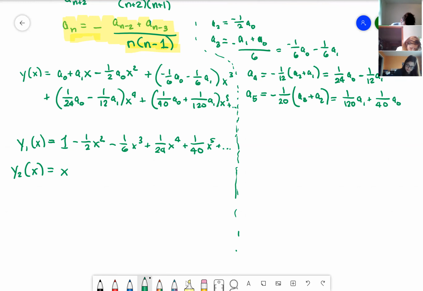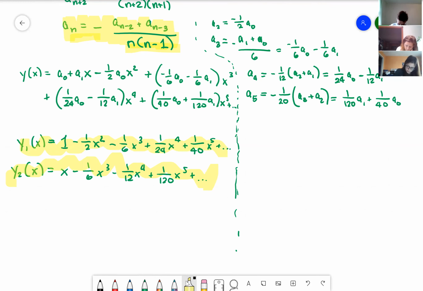Now, the next one is x minus 1/6 x cubed minus 1/12 x to the fourth plus 1/120th x to the fifth plus ellipsis. And that'll be our two solutions. There we go, highlighted. Beautiful.